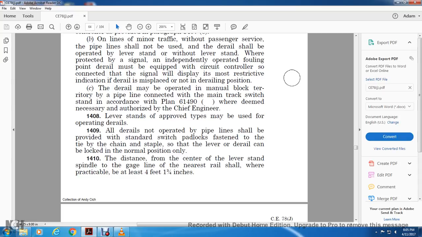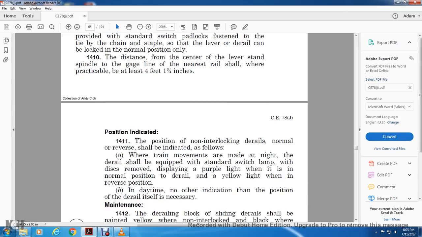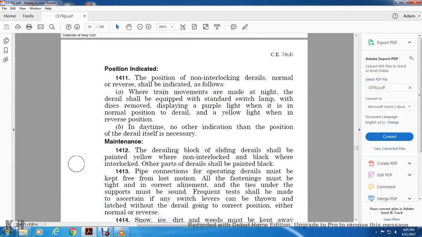All derails not operated with the pipelines shall be provided with standard switch padlocks fastened to the tie by a chain and staple, so that the lever and derail can be locked in normal position only. The distance from the center of the lever stand spindle over the gauge line to the nearest rail line shall, where practicable, be at least 4 foot 1 3/4 inch.